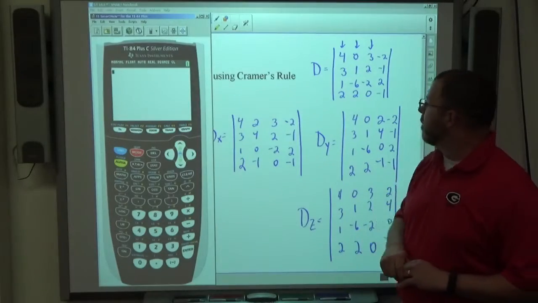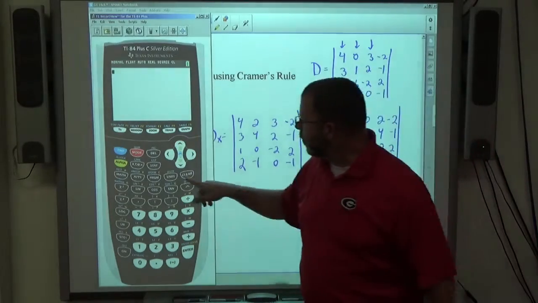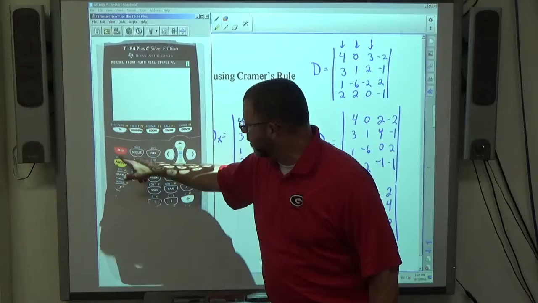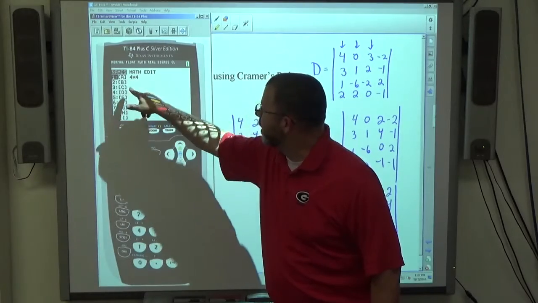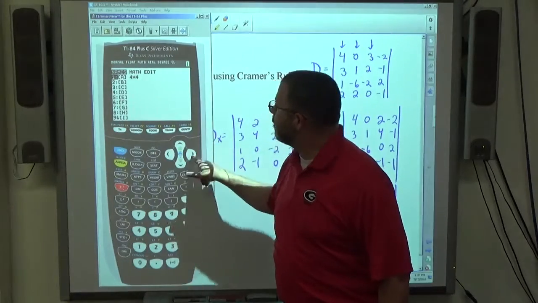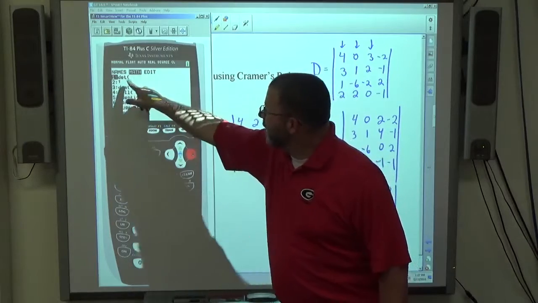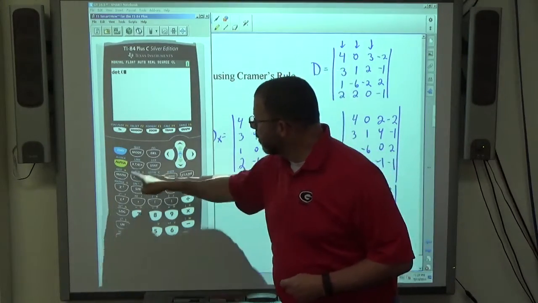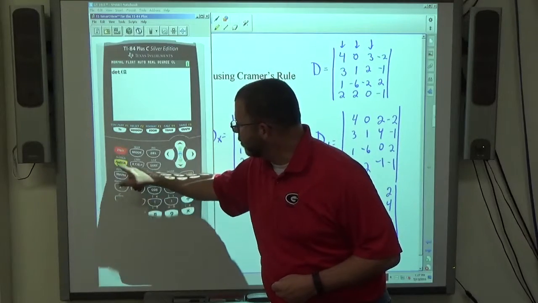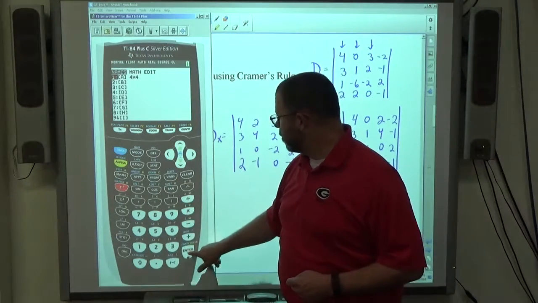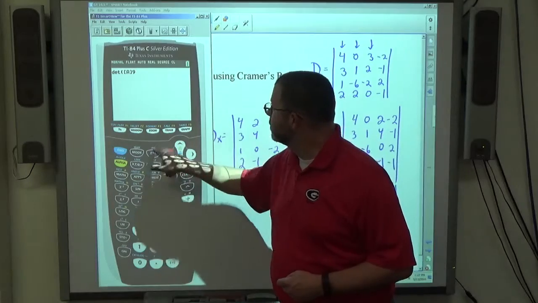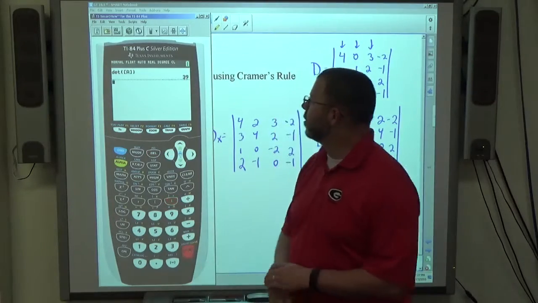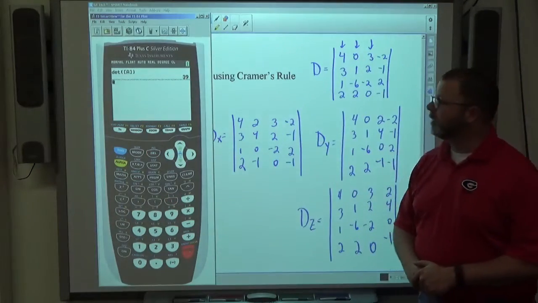All right? And what I want to do is evaluate the determinant. So I go back to my matrix menu, again, second, x negative 1, there's your matrix menu. And I want to do math, so I hit math, enter, and notice DET, parentheses, that's determinant of. And then I'm going to choose matrix A, so second matrix one more time, go choose A, in parentheses, equals, and it evaluates that for us. So D is equal to 39.